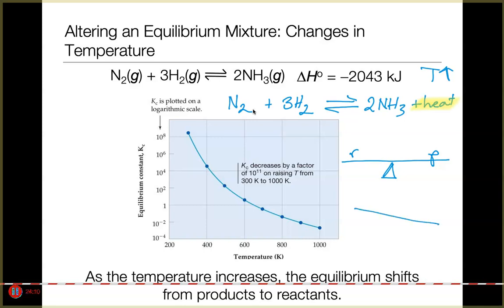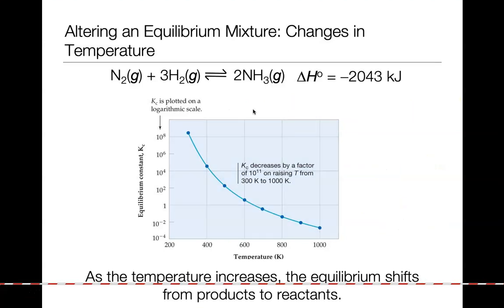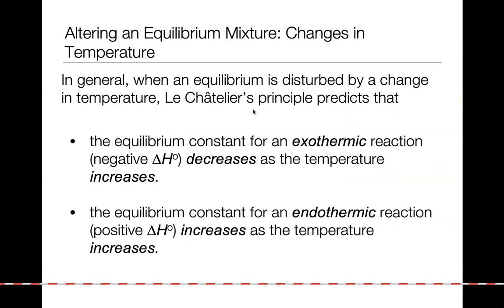Exothermic reactions are going to run in reverse when you heat them up. Because if I added more heat, it's like adding heavier products over here. So the only way to alleviate that stress is to run the reaction in reverse. And that's what we're actually going to see: for exothermic reactions, heating them actually causes the reverse reaction to be favored. And we can apply the same idea to an endothermic reaction too.